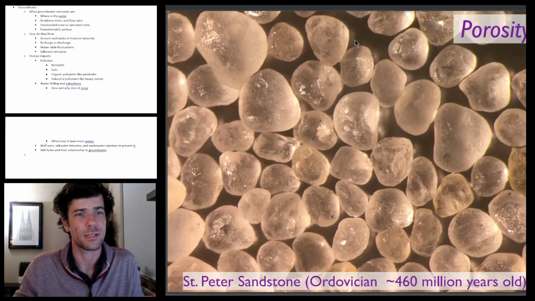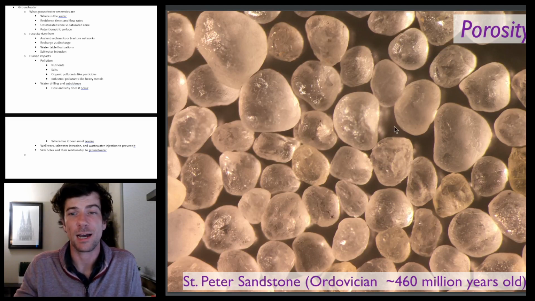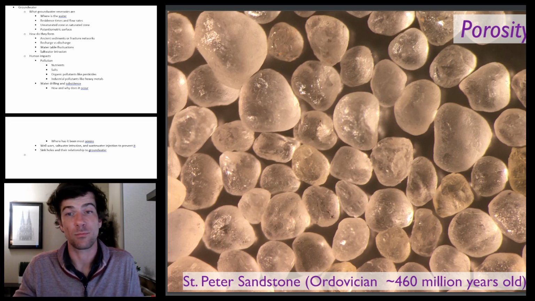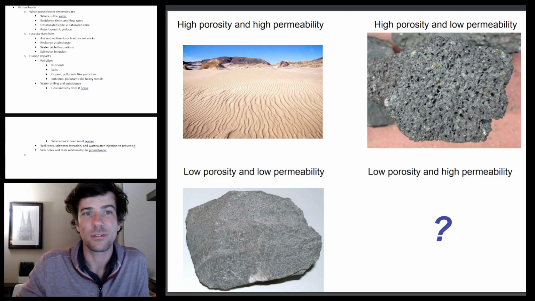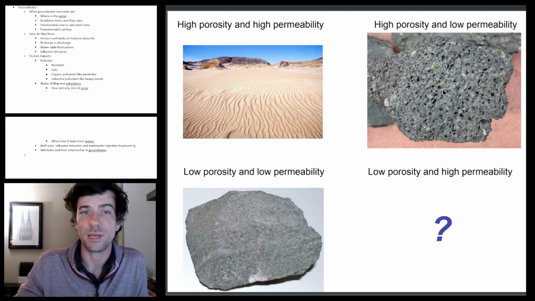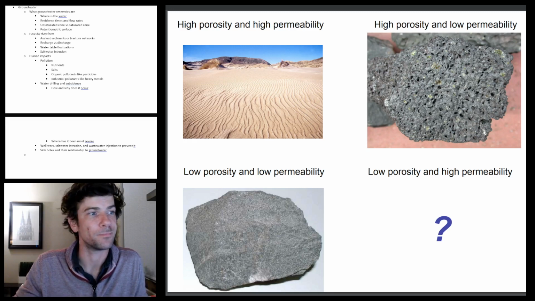All right, so this is a sandstone, an Ordovician age sandstone. It's got a ton of pore space, and those pores are relatively well connected. And so it would have a pretty high permeability as well as a pretty high porosity. Something like a vesicular basalt here has a lot of these vesicles, which are open space. They are pore space, but they're not connected. So it's high porosity, low permeability.